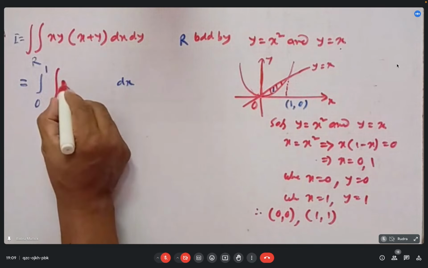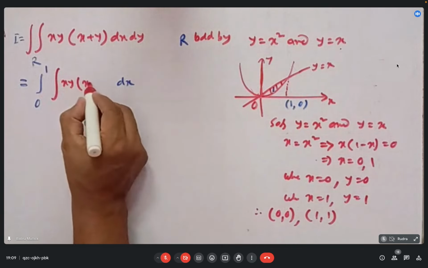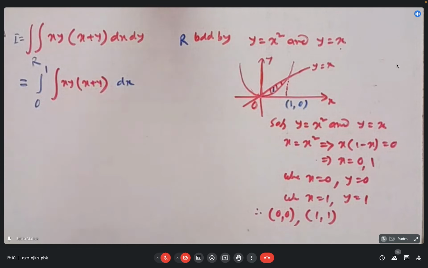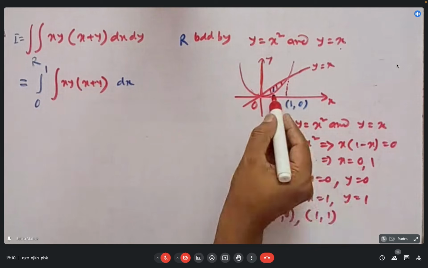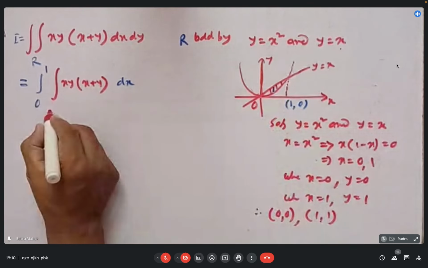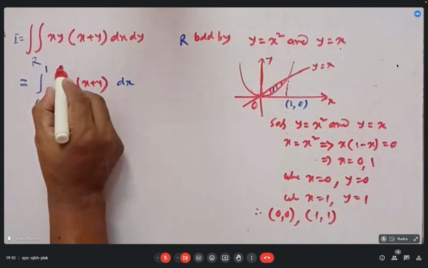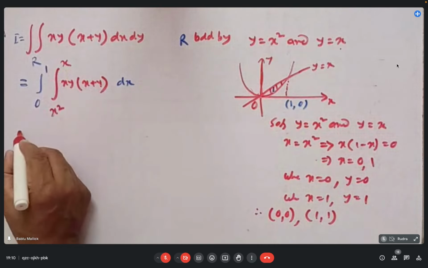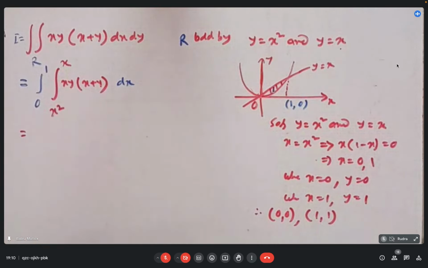So this will give you the integration of xy into x plus y. Here the lower limit is on the parabola, y is equal to x square, and the upper limit is x. Now please integrate. Are you getting this thing? Yes, sir. Very good. So I think you have done this type of problem in your college? Yes, sir.